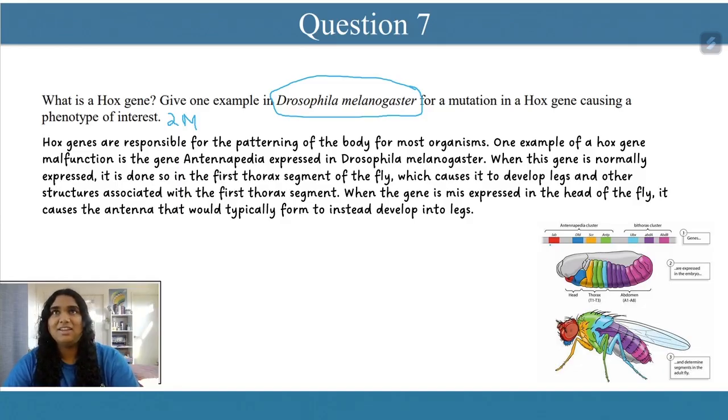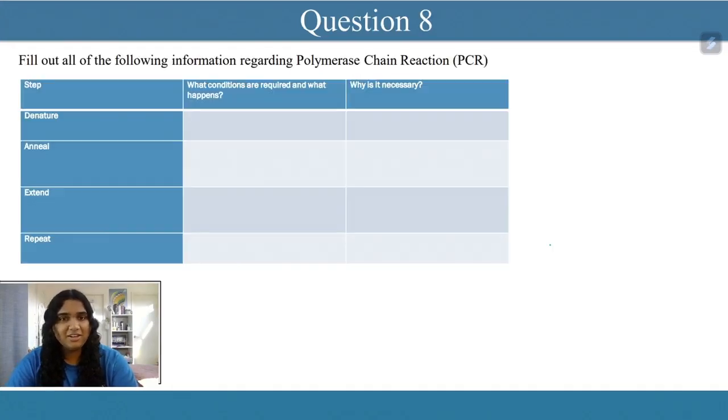And the other kind of gene or the other kind of transcription factor that you guys need to know is something called the SRY gene, which we might talk about later on. If not, I'll go back to this question and do the SRY gene.